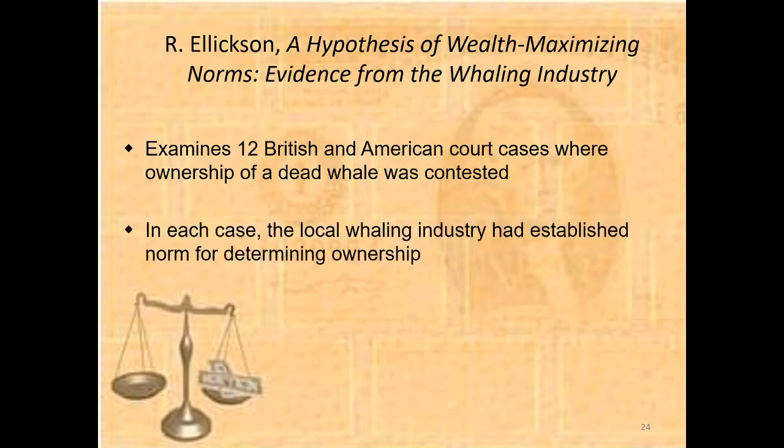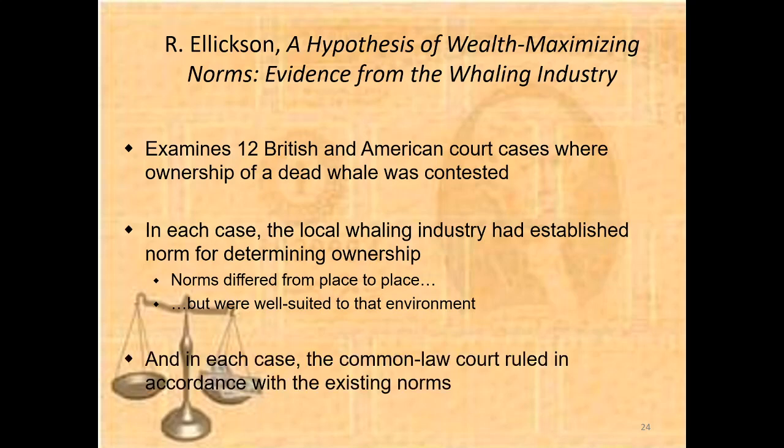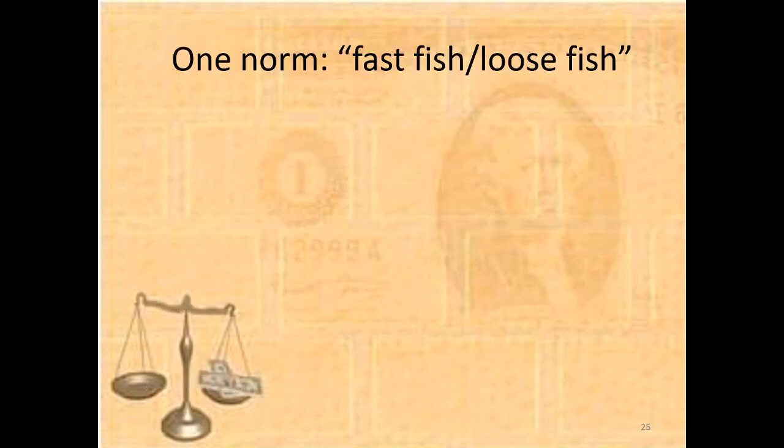In each case, the local whaling industry had established a norm of determining ownership. Norms differed from place to place, but were well suited to that environment. So in each case, the common law court ruled in accordance with the existing norm. Most people say that if you rely on common law precedents, there is an inconsistency. Inconsistency is part of the norm as well as the situation in which it evolved. We will discuss that with an example after this.